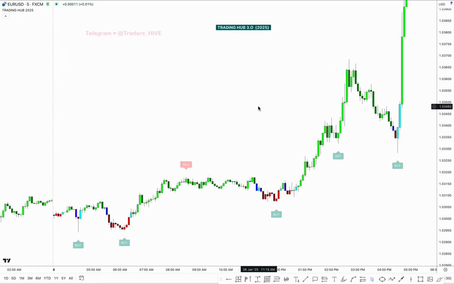For example, the Trading Hub indicator follows structure, liquidity and inducement. Basically, these are a combination of three components. Firstly, structure, and following the structure, the market gives liquidity, taking out the inducement. Then this indicator will give you the buy and sell setup.